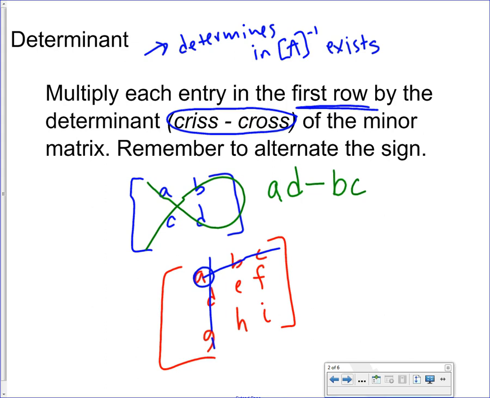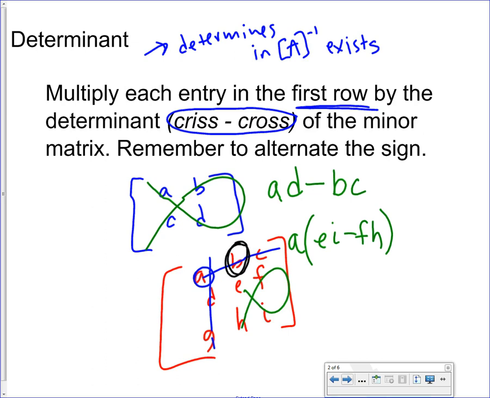What I'm left with is a minor matrix, E, F, H, I. And there I will do criss minus cross. So that will be EI minus FH. And I will multiply that by A because that's the entry in the first row. Then I'm going to repeat with B. So now I'm going to look at B.